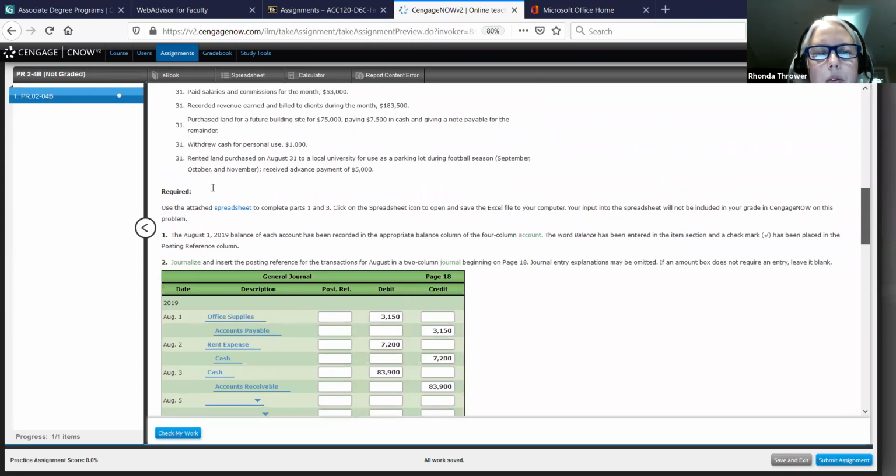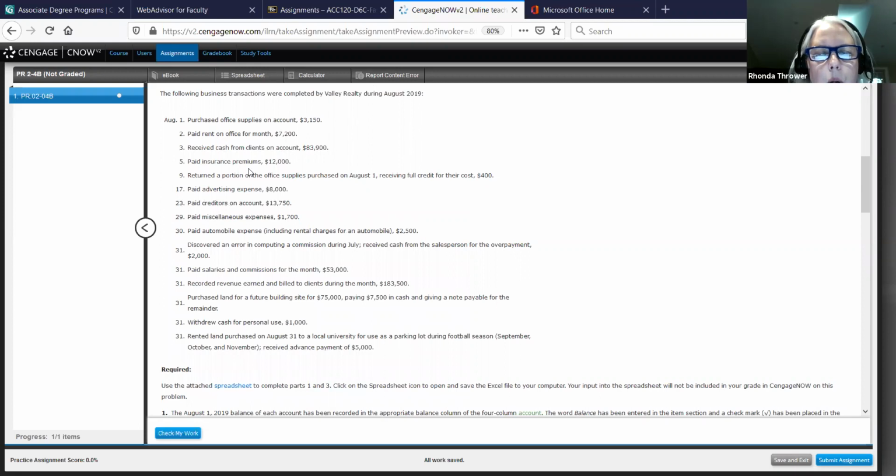So on August the 5th, we paid insurance premiums for $12,000. Your cash, which is an asset because it says we paid here, is going to be going down. So I know my cash, which is an asset, is going to be credited. But remember, in your journal, you always record your debits first.